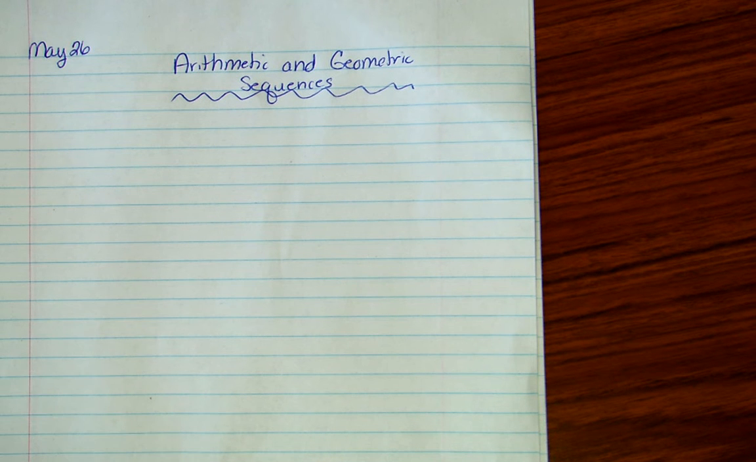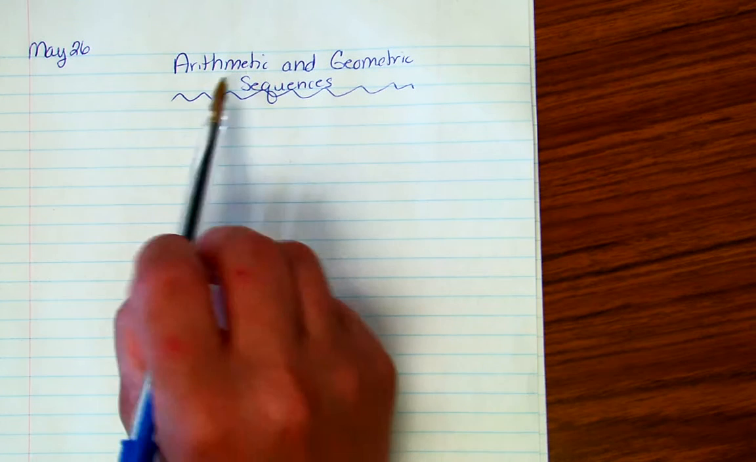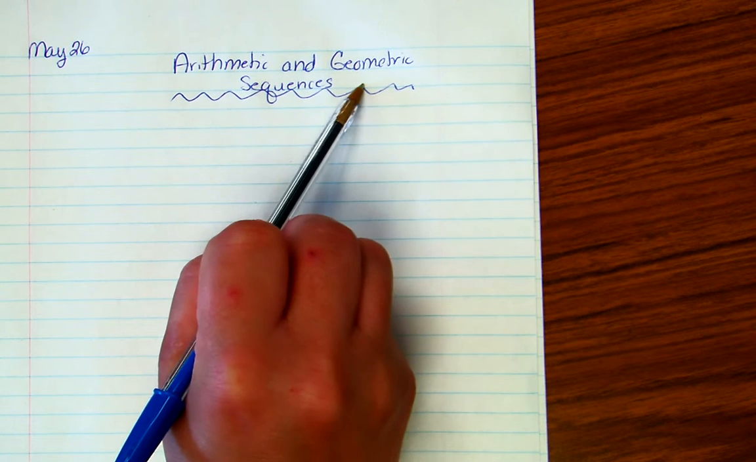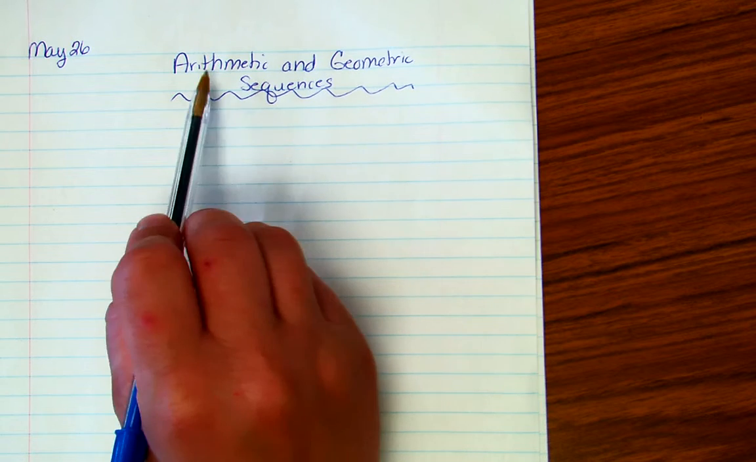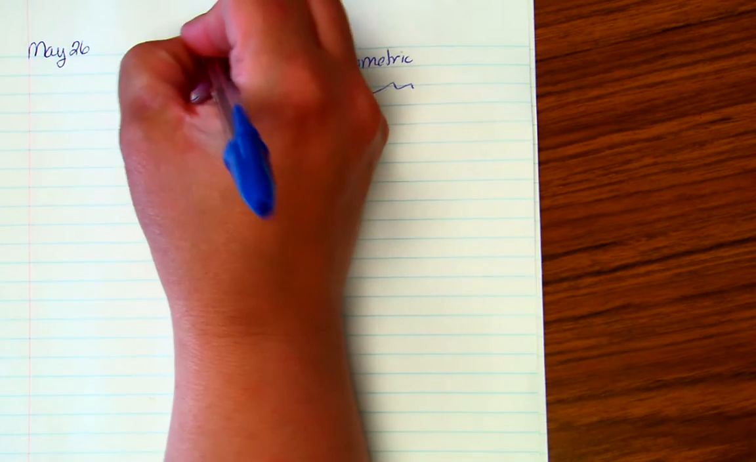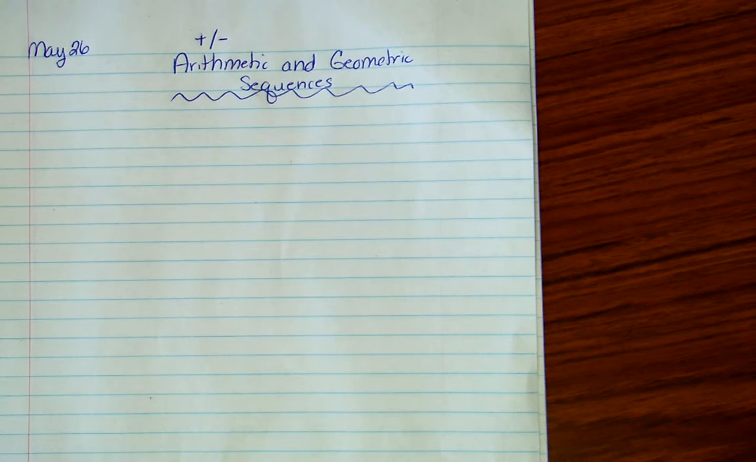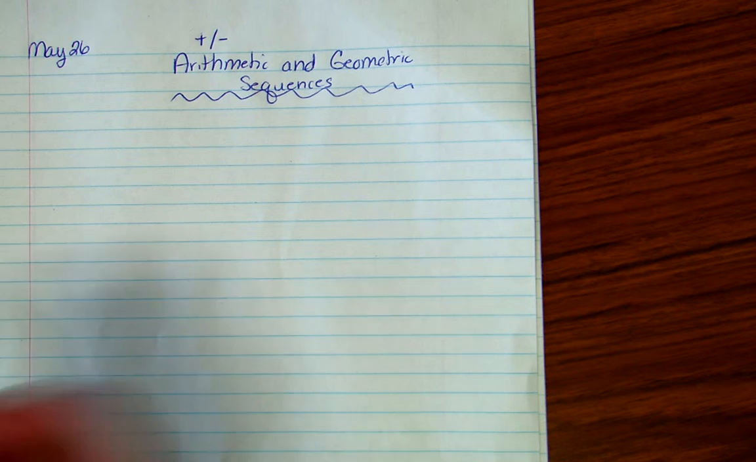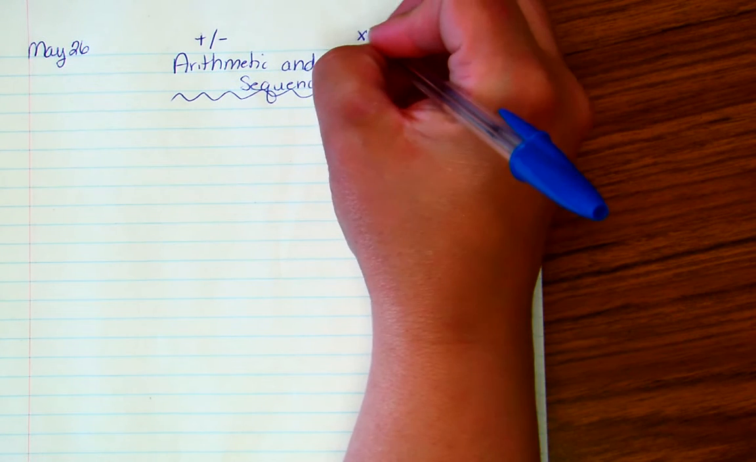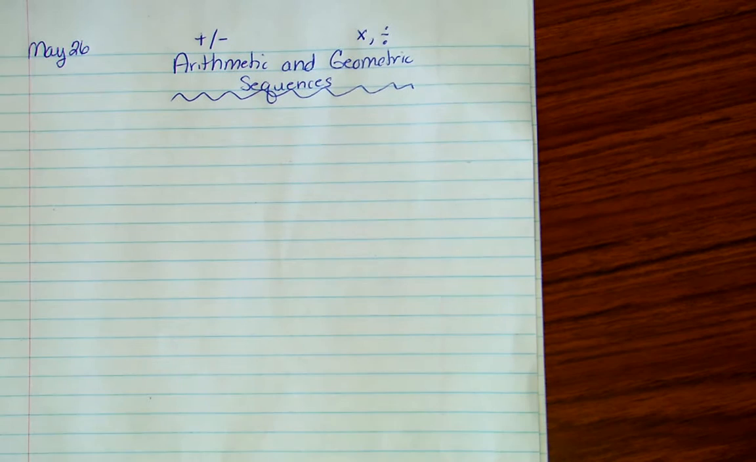If you weren't here yesterday, make sure you talk to someone about some of the terms that we defined and looked at. We also looked at arithmetic and geometric patterns in particular. So arithmetic patterns are when you have a sequence and there's adding or subtracting between each term, and geometric is when you have multiplying or dividing.